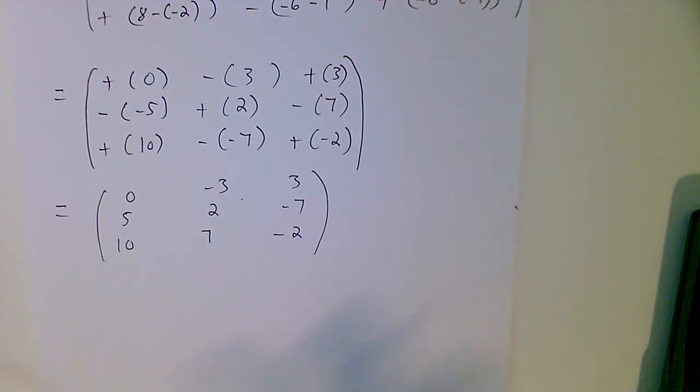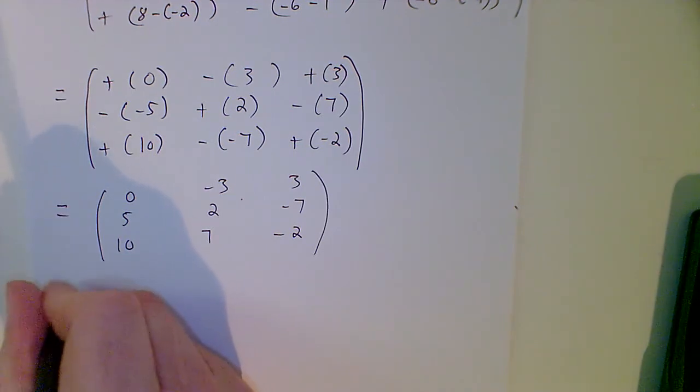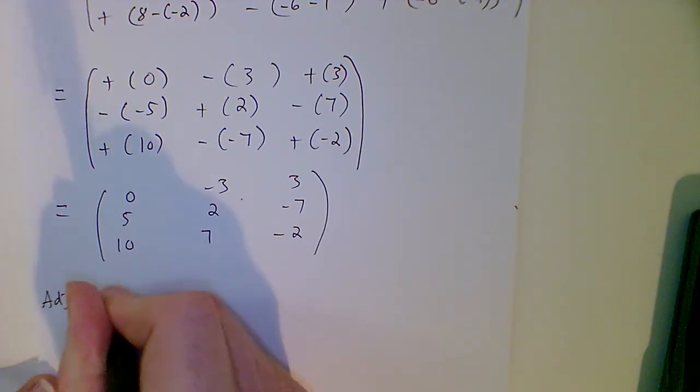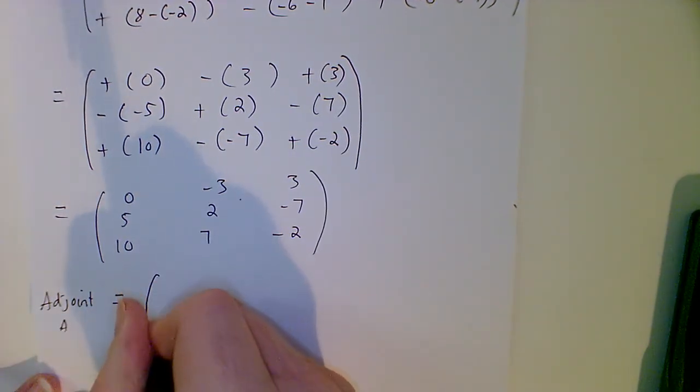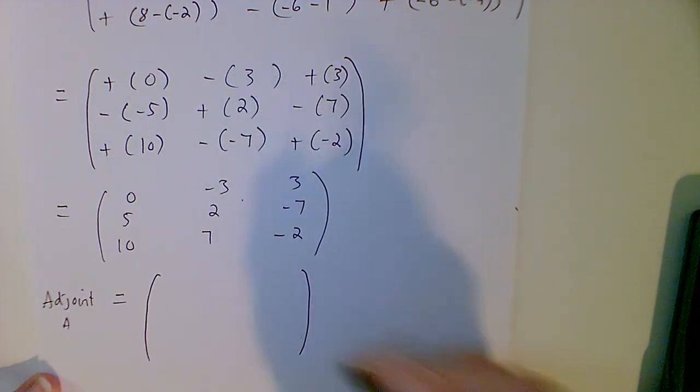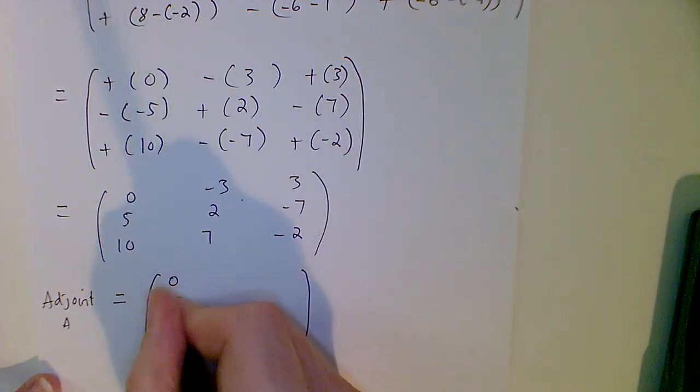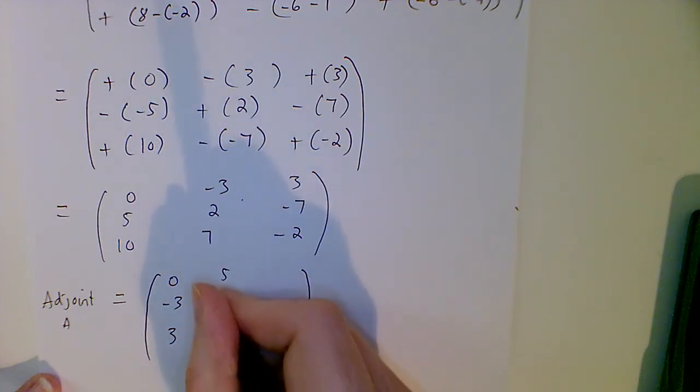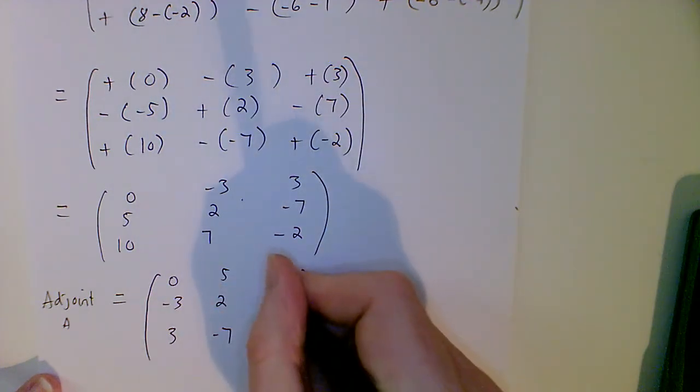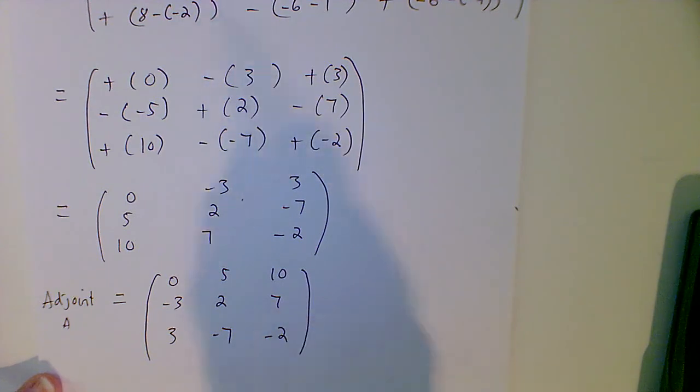There we go. So just simplify those down as much as possible. So 0, -3, 3, 5, 2, -7, and 10, 7, and -2. So that's your cofactor matrix of A. So you want to work out the adjoint. So we just swap the rows and our columns together. Like that.